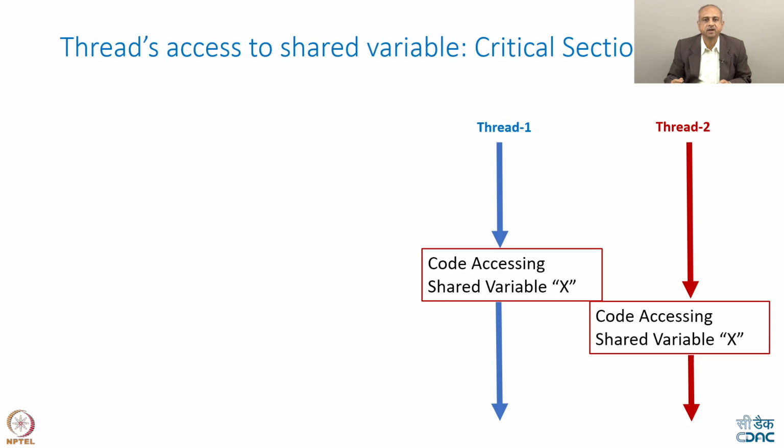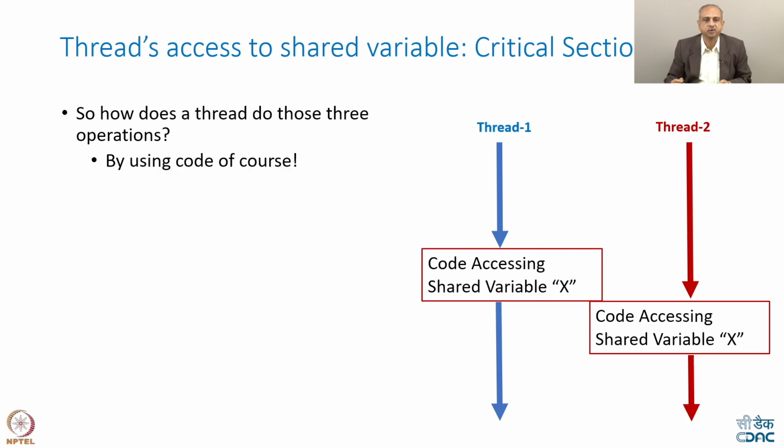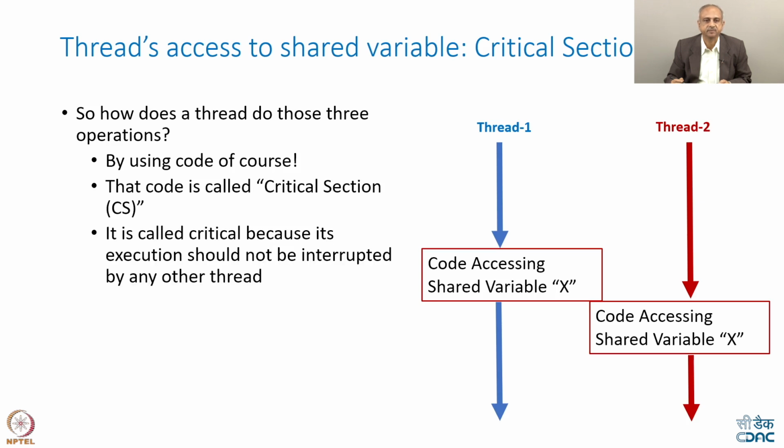So, let us see how critical section works. How do we perform these three operations, read, modify, write? Here is one way of doing it, by implementing it in the code itself. That code which does this read, modify, write is called a critical section or CS. Why is it called critical? The reason being that while that section of code is being executed, it should not be interrupted by any other thread. That is the basic idea.